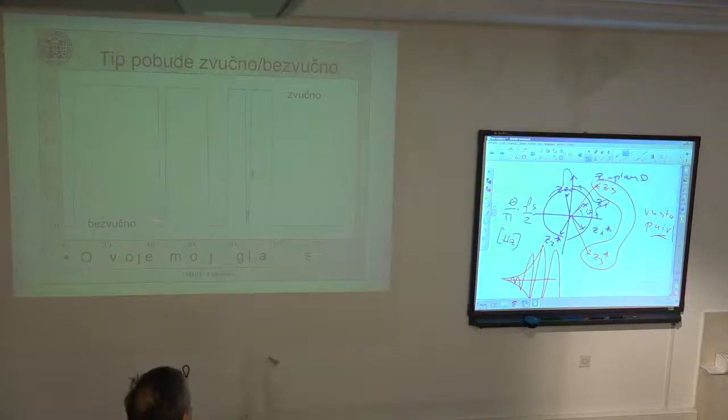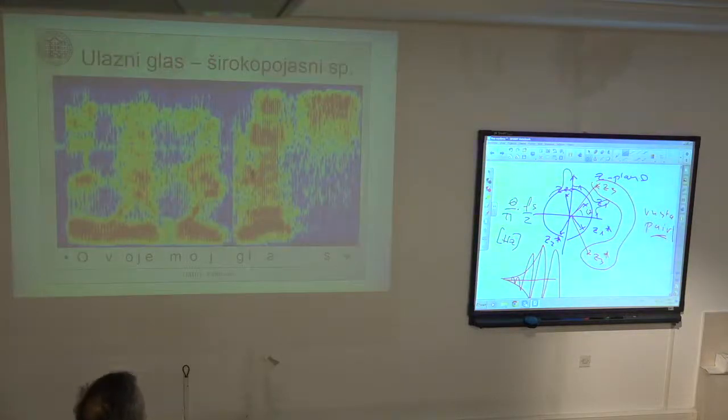This shows voiced, unvoiced, voiced, unvoiced, voiced, unvoiced, okay? So which part of the pronunciation is voiced, then unvoiced. It ends up with this S, which is unvoiced. The same is shown as a wideband spectrogram. So for the same sentence, we see the formants. First formant, second formant, third formant, fourth formant, okay?